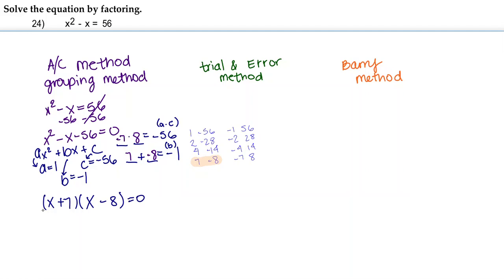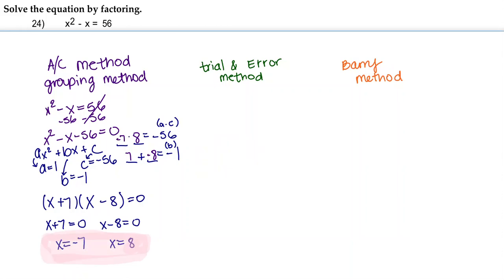Now, because I have all the factors set equal to 0, I can use the zero product property, which states that I can set each factor equal to 0. So when I solve for x, I'm going to have x equals negative 7, and x equals positive 8. And those are going to be my two answers for number 24.